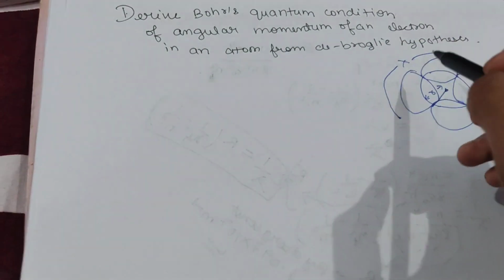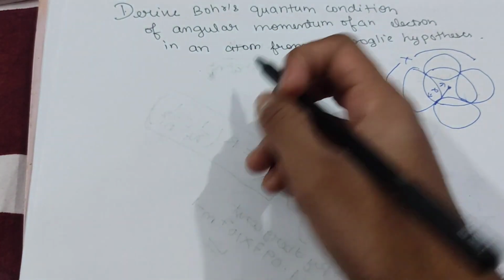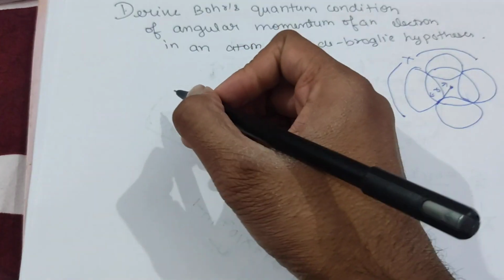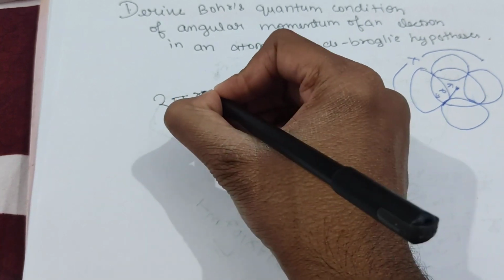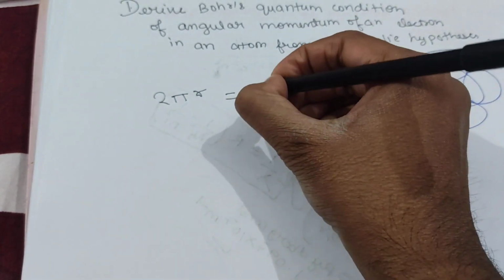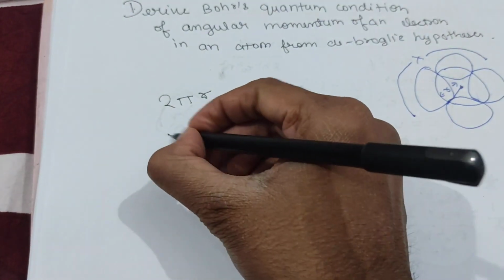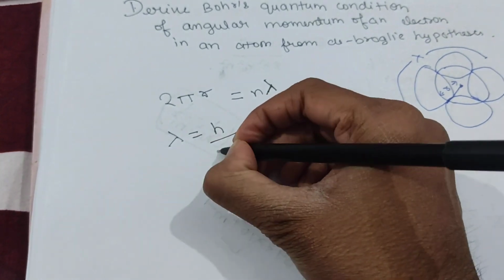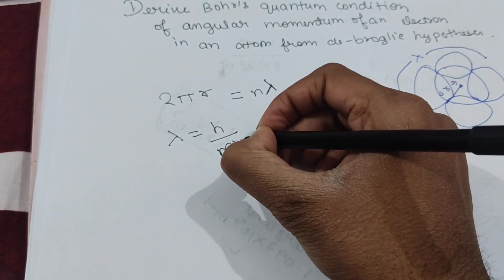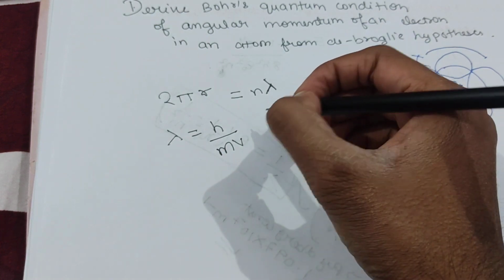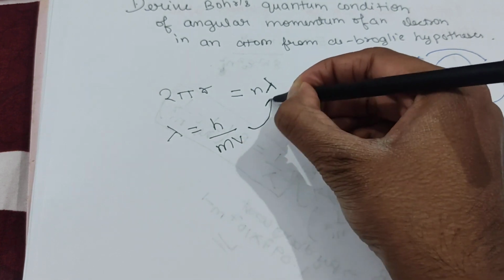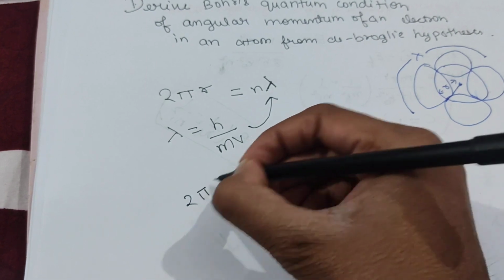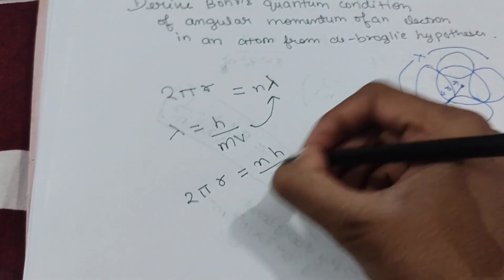From the de Broglie hypothesis, we know that the circumference is the distance. So we can say 2 pi r is equal to n lambda. And we know that lambda is equal to h by mv. So put the lambda value here, and we'll get 2 pi r equal to nh by mv.